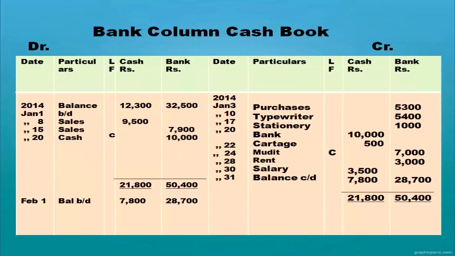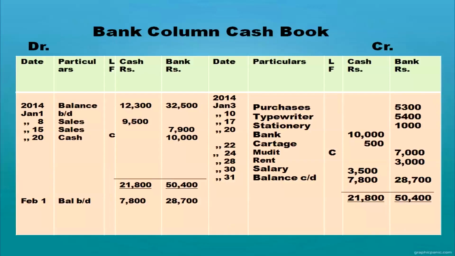Balance of cash and bank. Opening balance: all receipts on the debit side, all payments on the credit side, and you have to balance both columns, cash column and bank column. Here you have to write the biggest total on both sides.